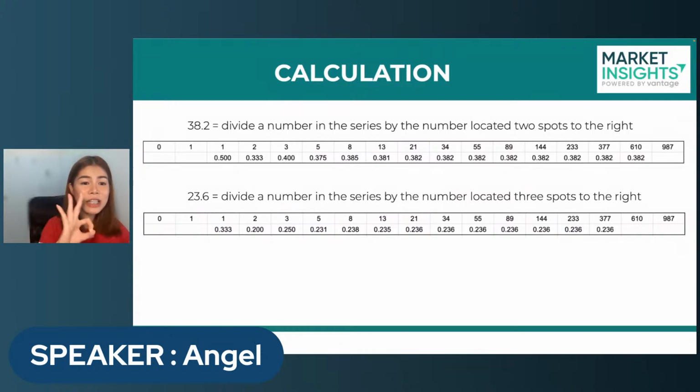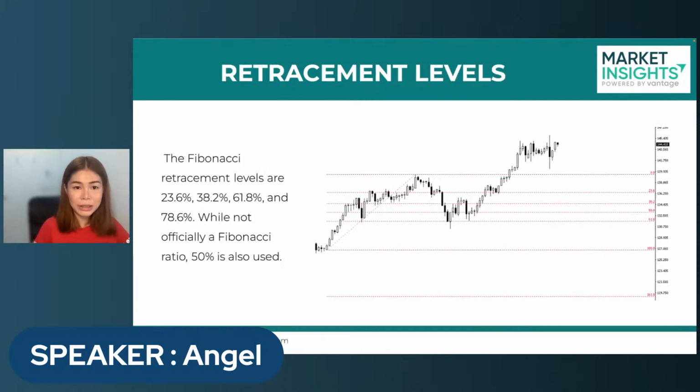And then lastly, the last Fibonacci number, which is 23.6, is derived by dividing a number in the series by the number located 3 spots to the right. So 1 divided by 3 gives us 0.33. 2 divided by 8 gives us 0.2. Moving forward, the first few examples again are inconsistent, but starting from here, it's going to give us consistently 23.6.